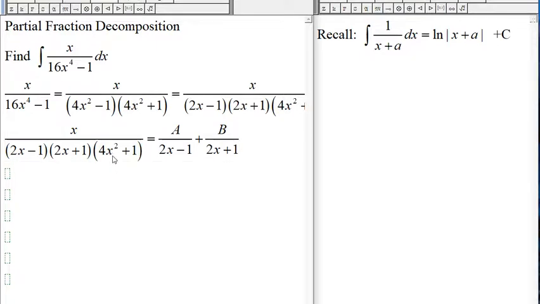And then for this quadratic factor, we have cx plus d divided by 4x squared plus 1. So if we just have a linear factor, then the top will be just a constant. But if we have a quadratic factor, then the top needs to be some constant times x, and then plus another constant.